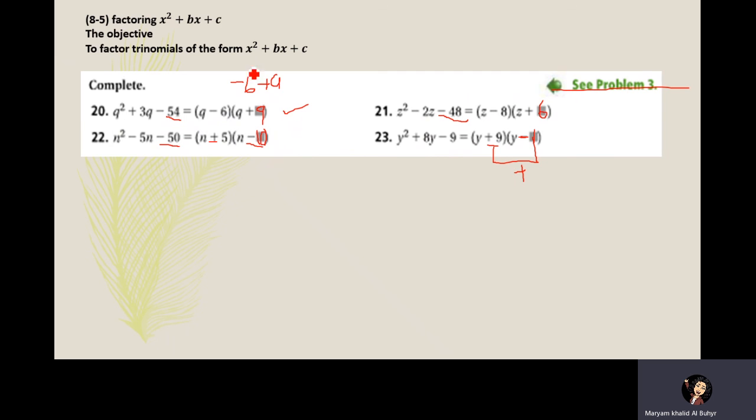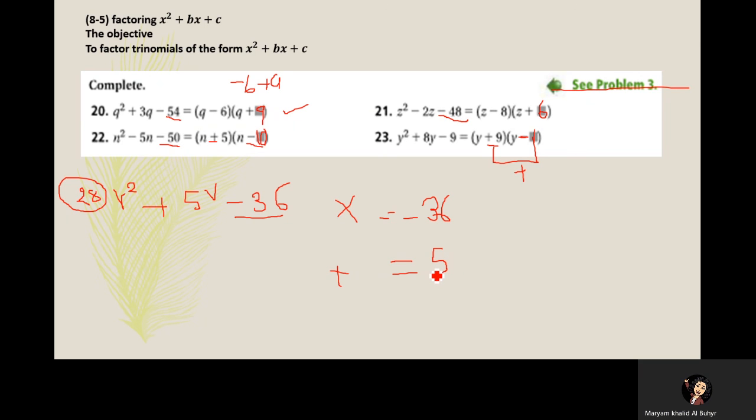I'm going to give you exercise 28, but I did not put it in the slides. Exercise 28 tells you v to the power 2 plus 5v minus 36. So I'm thinking about two numbers. Once I multiply them, here I have to focus on the sign, I will get -36. Once I add them, I will get 5. What are these two numbers?